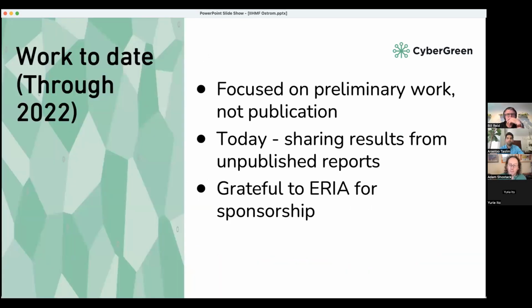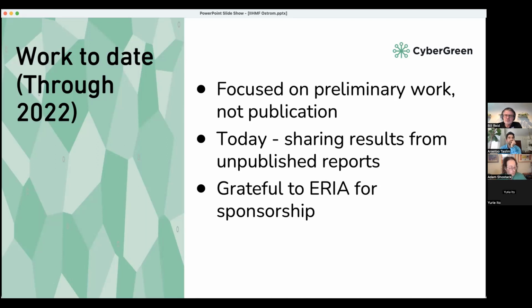And so I'm going to shift our attention to what we've done. This section is on the work we've done to date through the end of 2022. This work has all been stage setting. It's been preliminary. Some of it is available via the CyberGreen website, but a lot of what we're going to show you today are things that we've been working on in private. And so this is actually the first time anyone will see them.